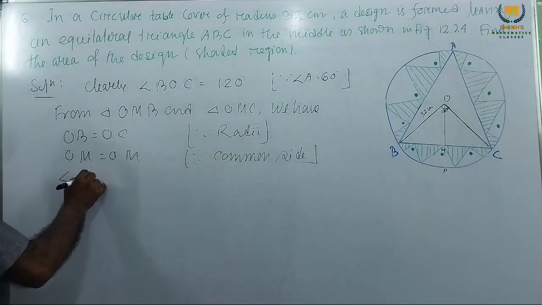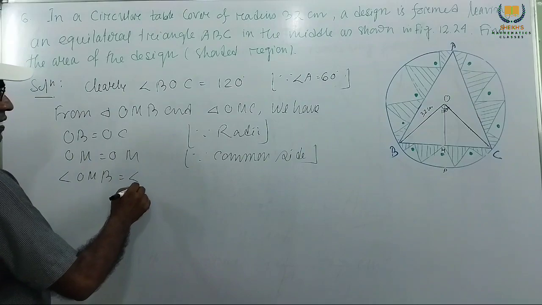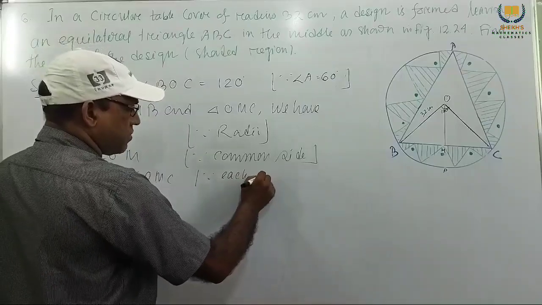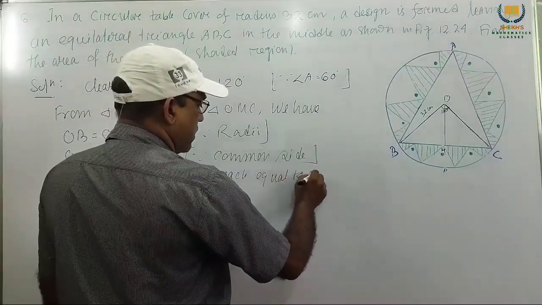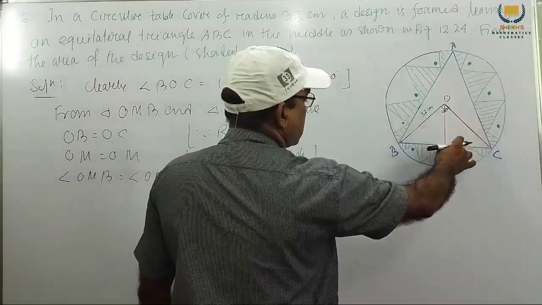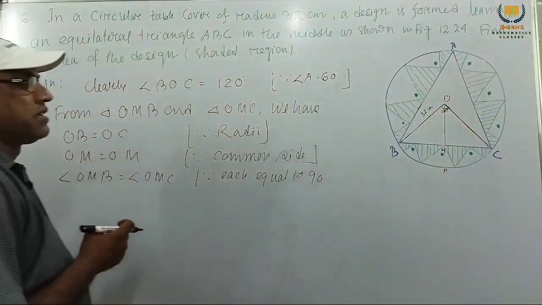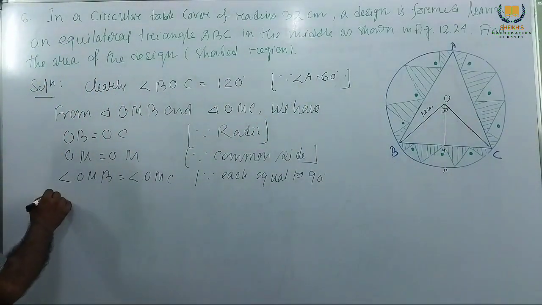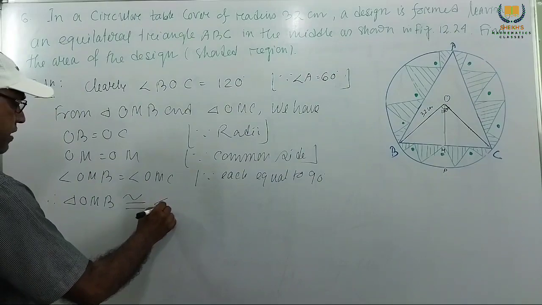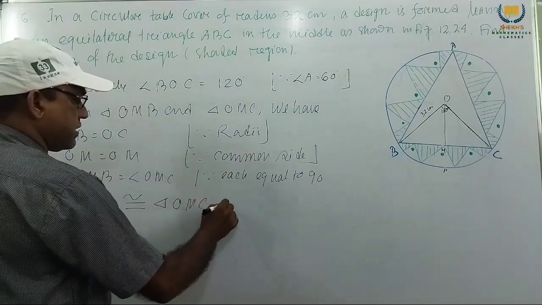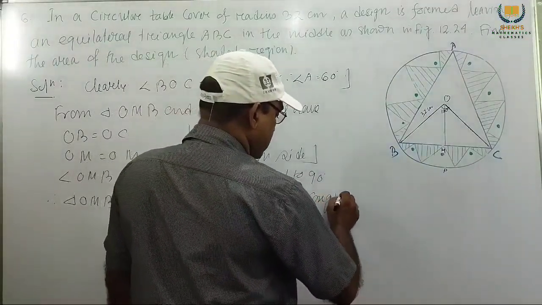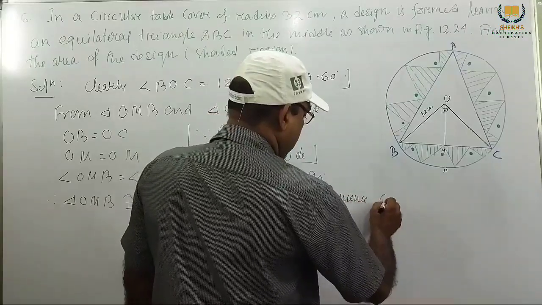Angle OMB equals angle OMC, since each is equal to 90 degrees. If we draw this line segment from the center to this chord, then we always get 90 degrees. So therefore triangle OMB is congruent to triangle OMC by the RHS congruence criterion.